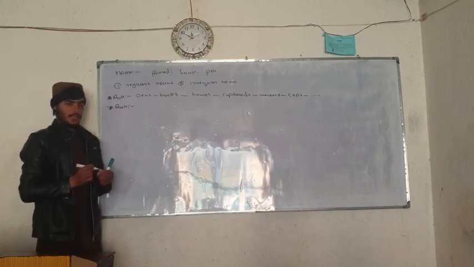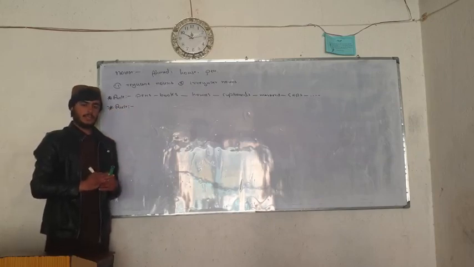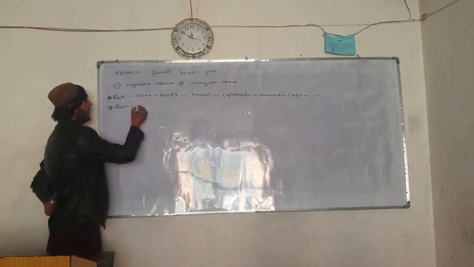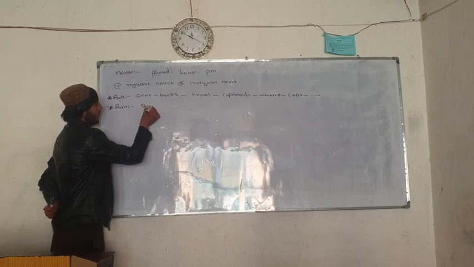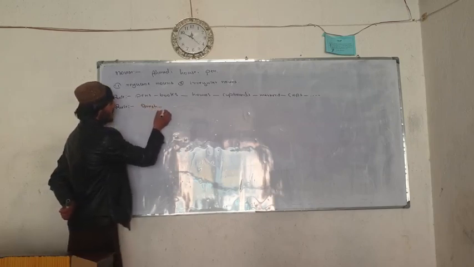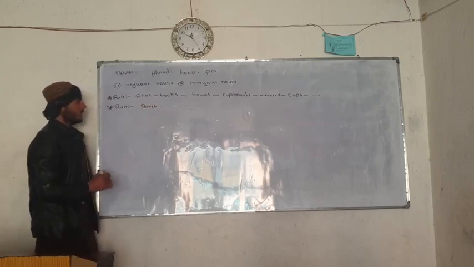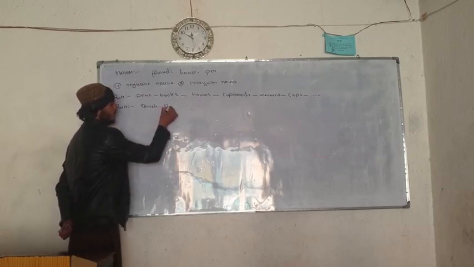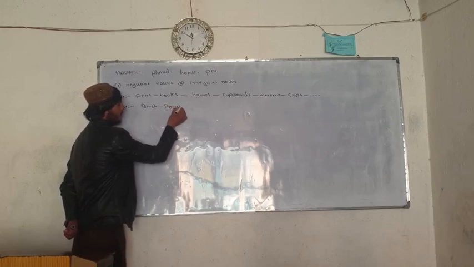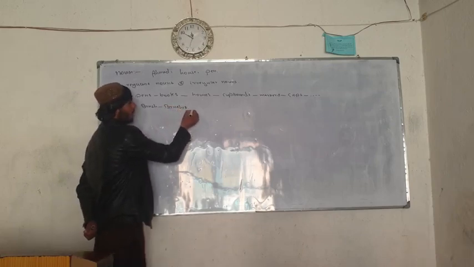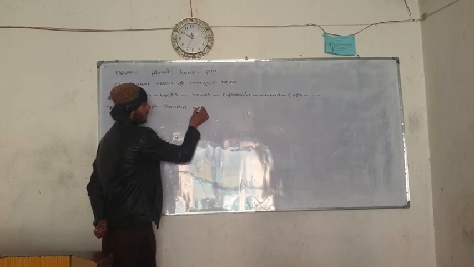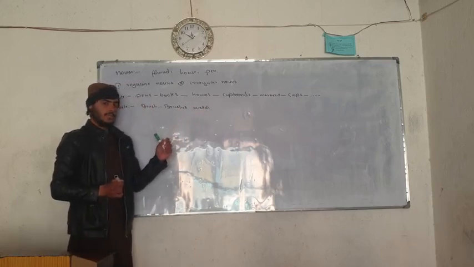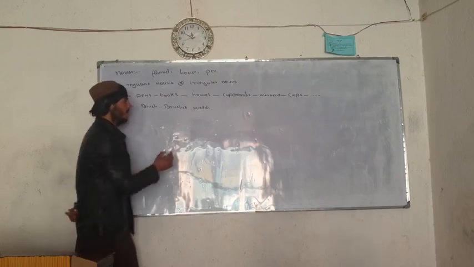If a noun ends with s, z, ch, sh, x, at that time we have to add es at the end. Like for example, brush. Here this noun ends with sh, so we have to add es at the end, like brushes. Or watch. Here this noun ends with ch, so we have to add es at the end, like watches.